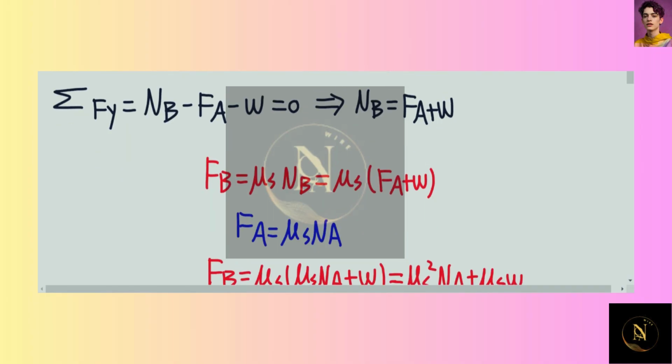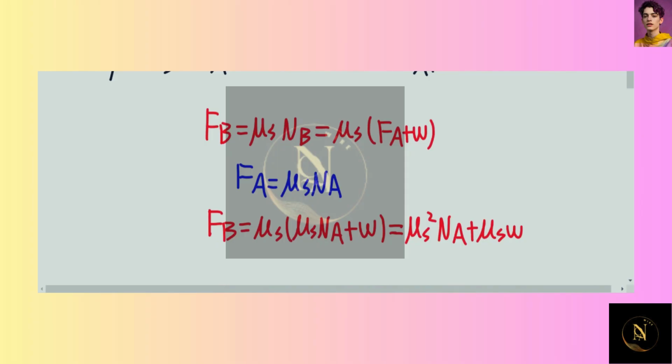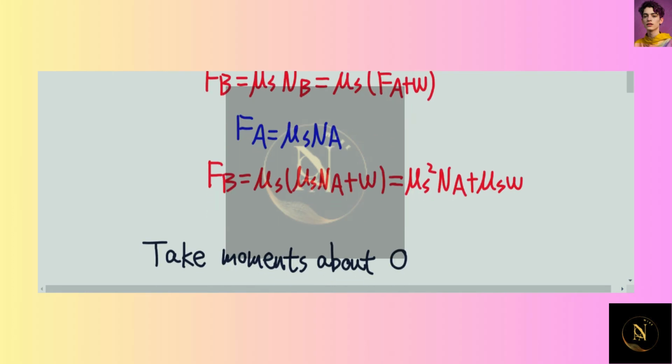And remember, Fa can be equal to mu s Na. Therefore, we have Fb is equal to mu s times (mu s Na plus W), which is equal to mu s squared times Na plus mu s W. So now let's take moments about point O. Consider counterclockwise moments as positive, clockwise moments as negative.